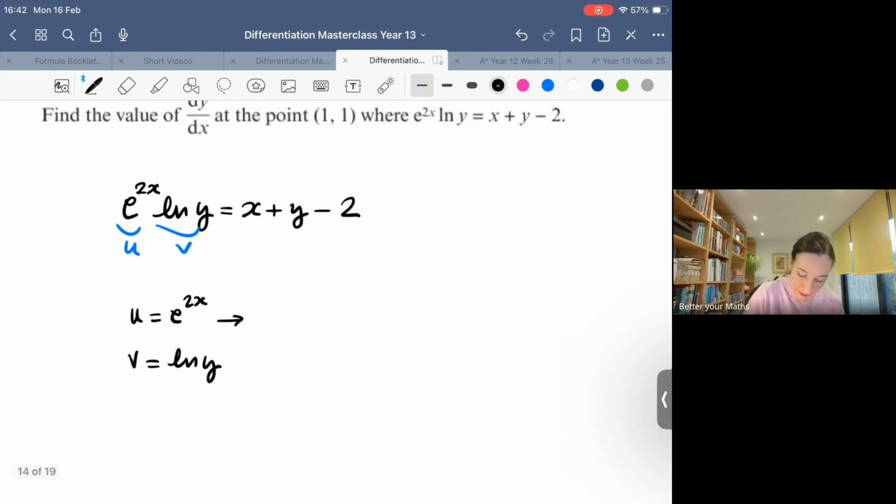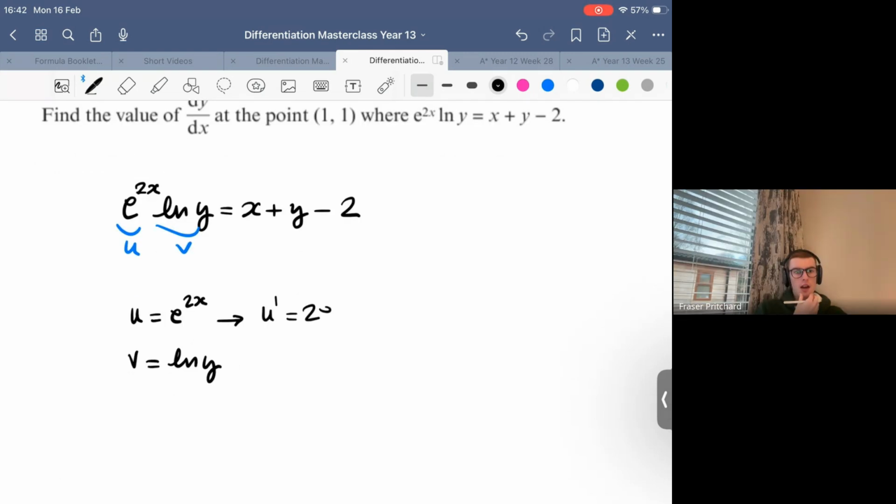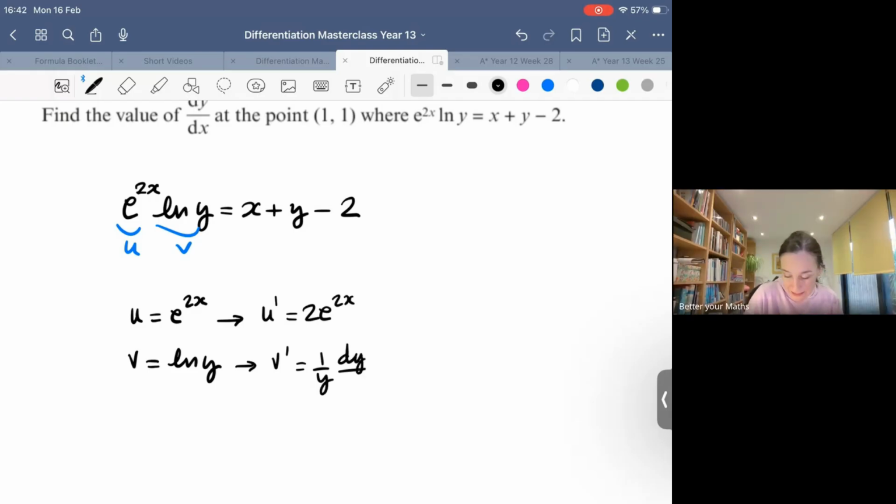Fraser, go on. So plan e to the 2x, and then v prime is 1 over y dy by dx. Exactly. So when I differentiate, then y is 1 over y, like any log, but then I do dy by dx. And now I cross multiply.